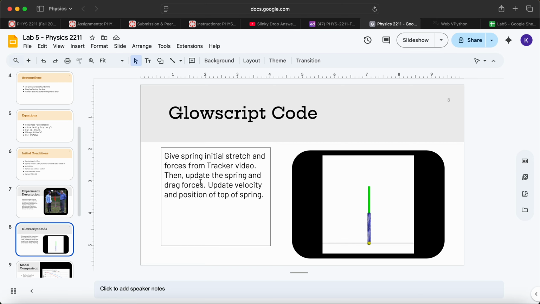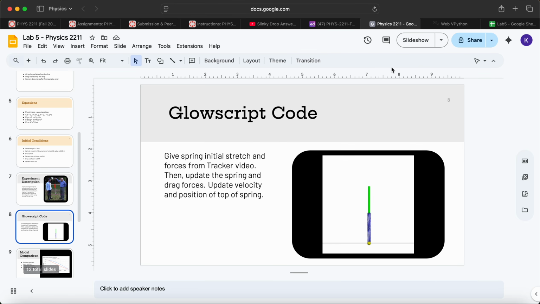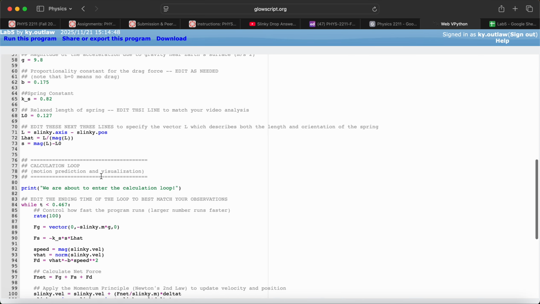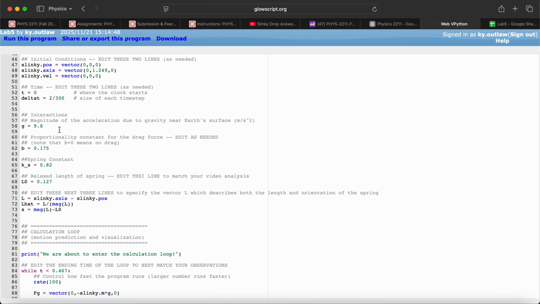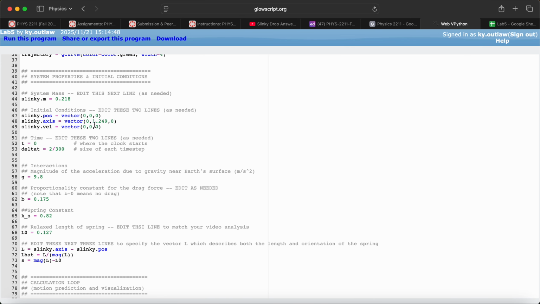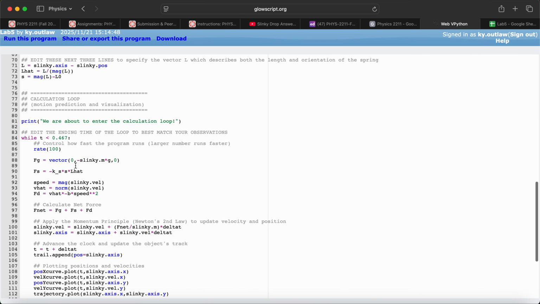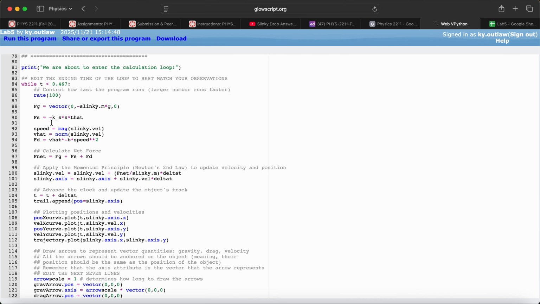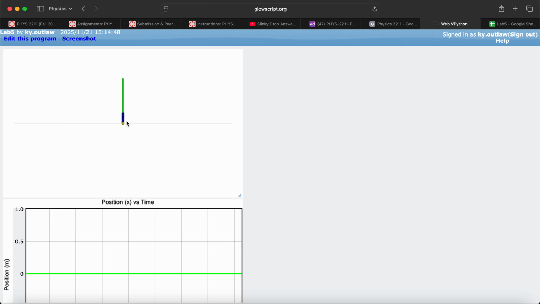Then we update the spring and drag forces, as well as update the velocity and position of the top of the spring. Here you can see all of our constants, as well as what we use to update the spring. We have our initial conditions, then we define our forces, then we update our force, velocity, and position. We run this, and you can see that the top of the spring falls to the bottom, and after that they fall together.